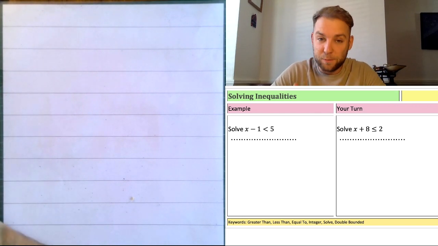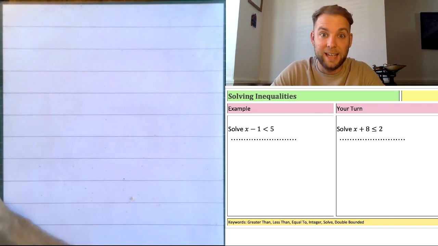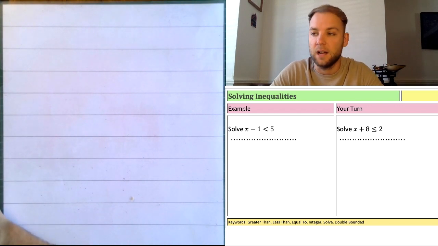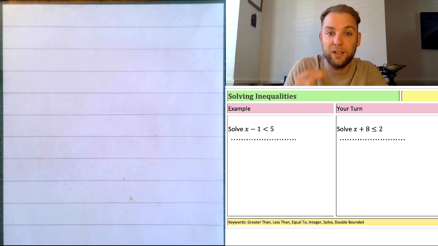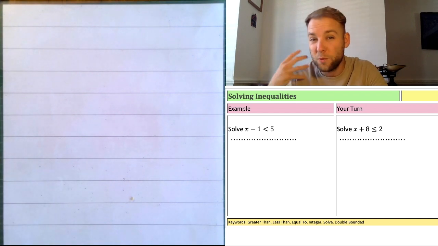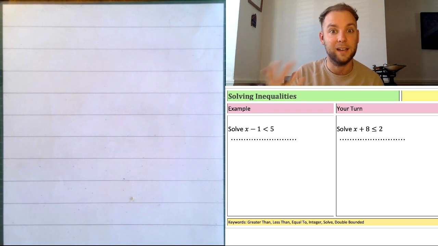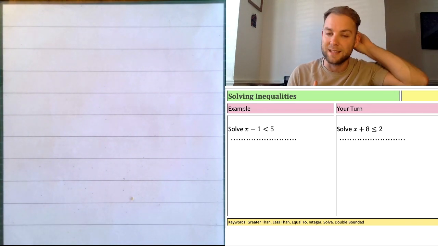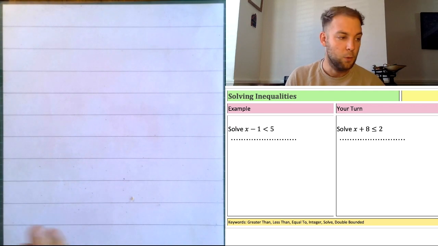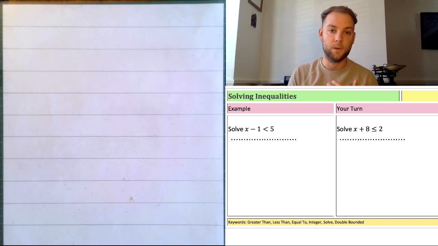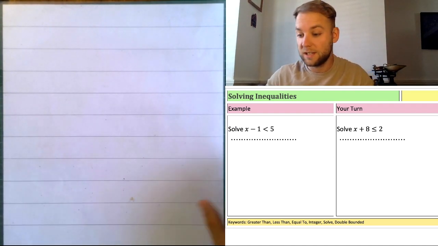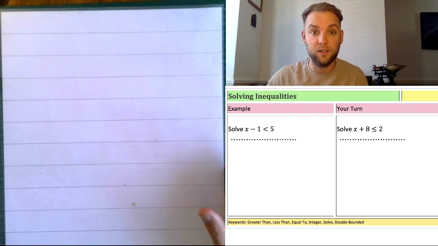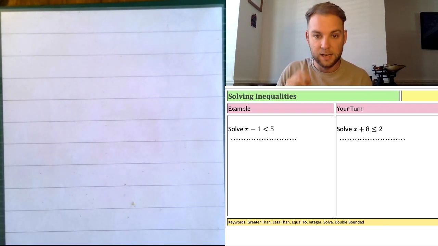Now, for the most part, solving an inequality is exactly the same as solving an equation. However, you just need to make sure you keep that symbol the same. There are some other differences, like when we're dividing or multiplying by a negative, or when we're dealing with quadratics. We're not going to touch upon those today. We're just going to be looking at regular inequalities and ways to solve them. So we just need to make sure that we know we can solve equations, and then we should be able to do this.